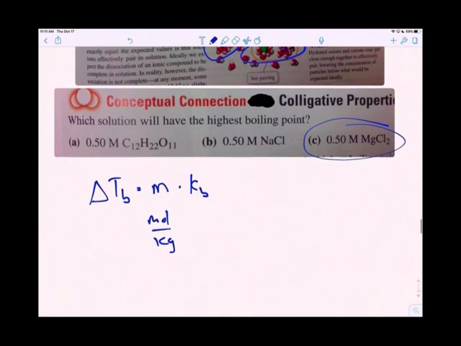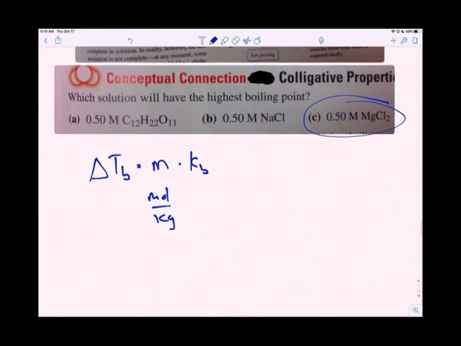But I do want to go over this conceptual connection here. Which one of these is going to have the highest boiling point? So we have half a molar of sucrose, half a molar of sodium chloride, half a molar of magnesium chloride. Which one has the highest boiling point? The answer is the MgCl2, because sucrose here is one particle. It's a stable group of atoms. This is one particle. Sodium chloride breaks up into Na+, Cl-.